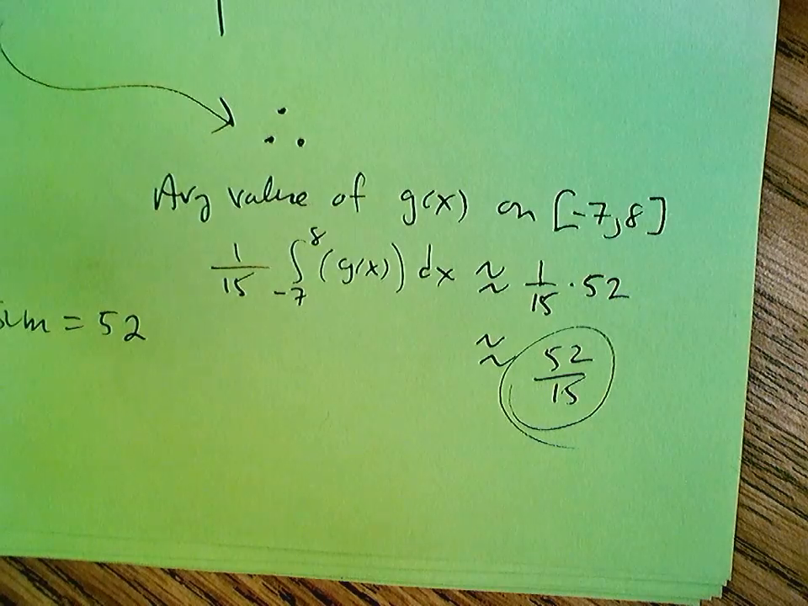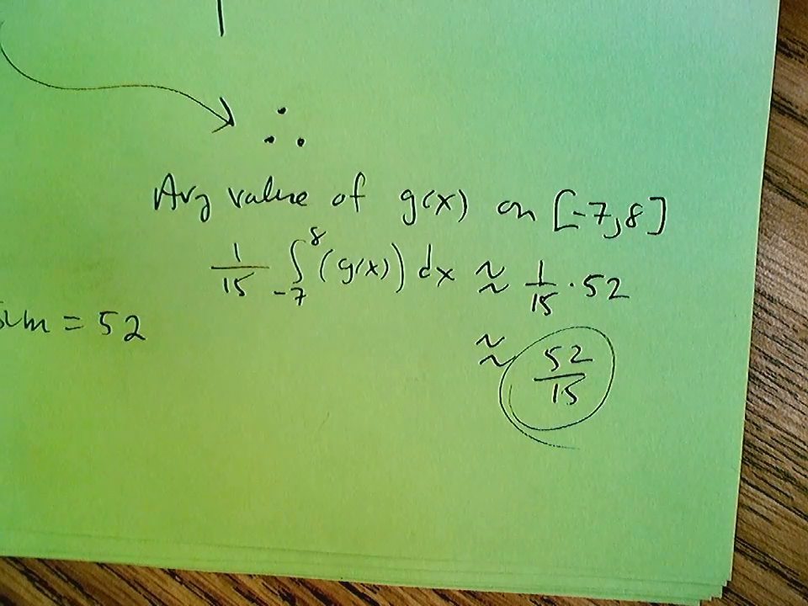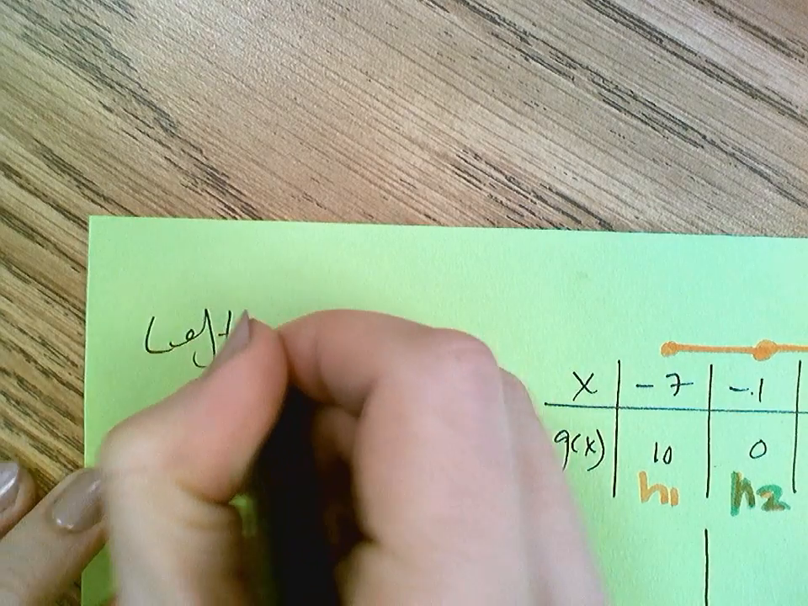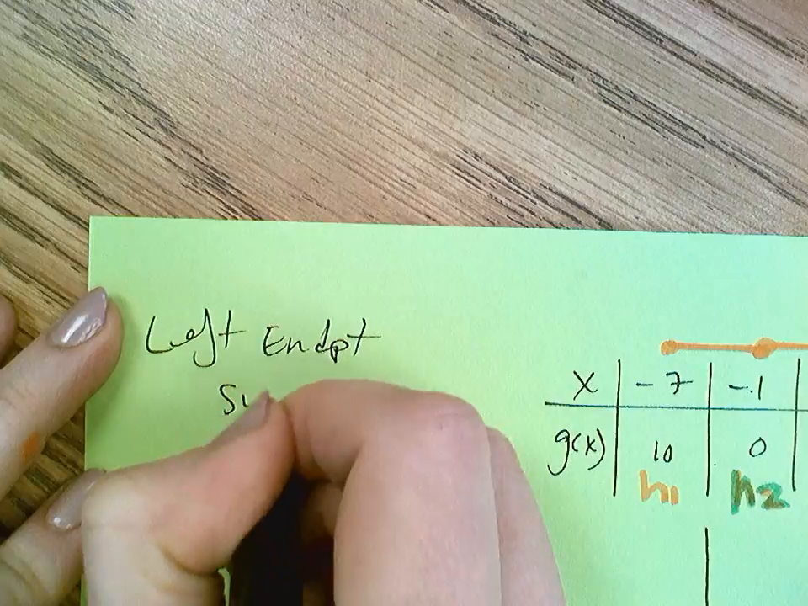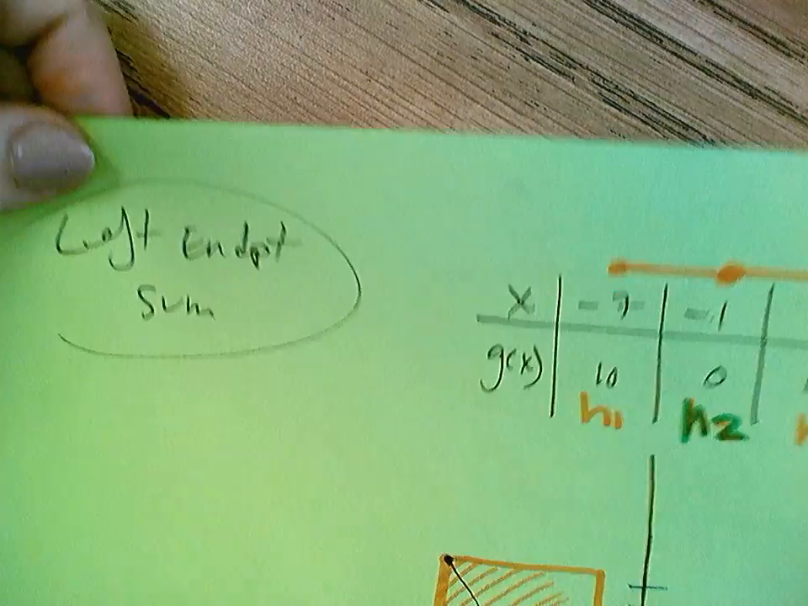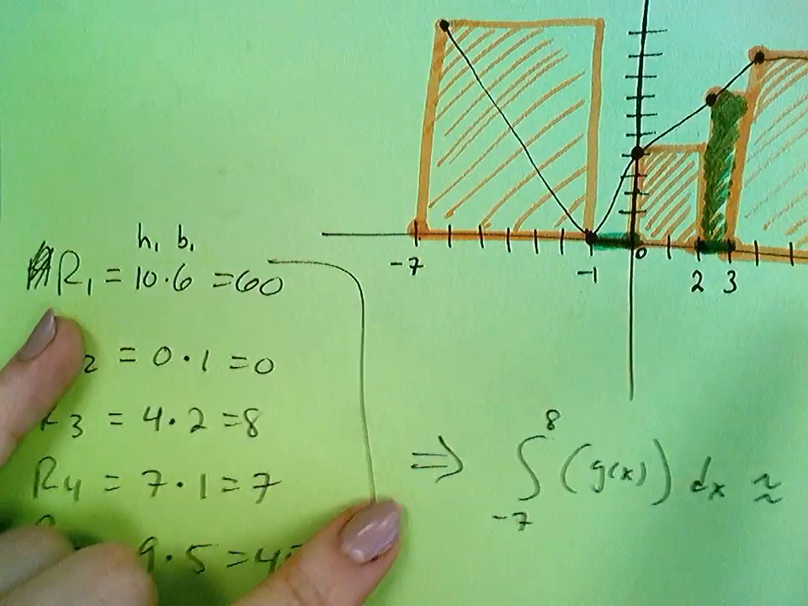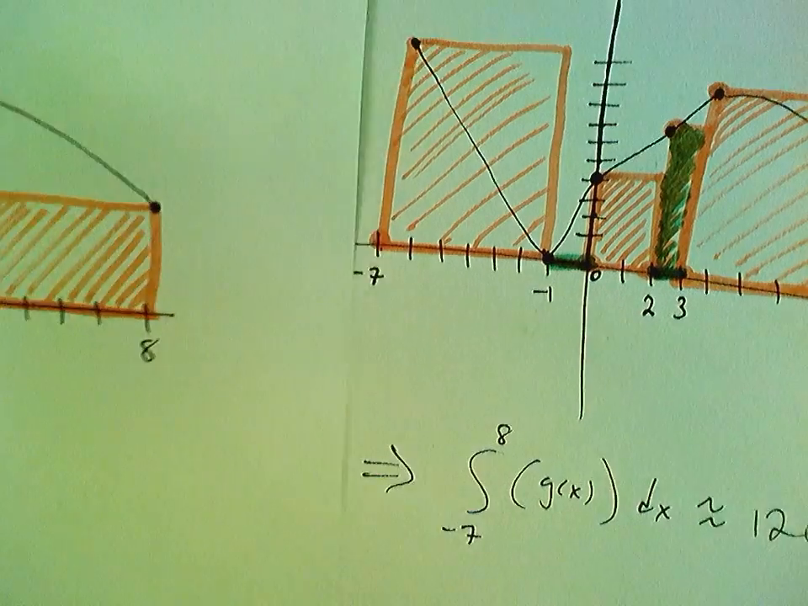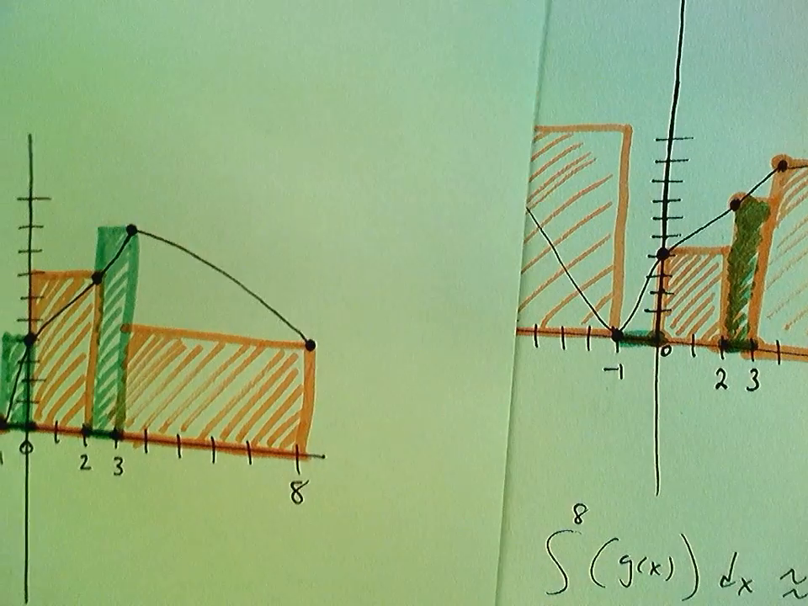Now just let me show you the difference. If I did a left endpoint sum, here's my same graph, but it would look very different. Let me put them side by side, if you can even see them.